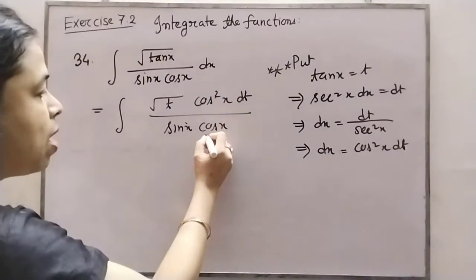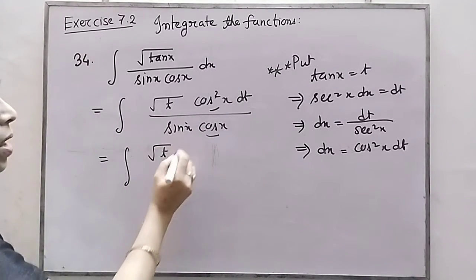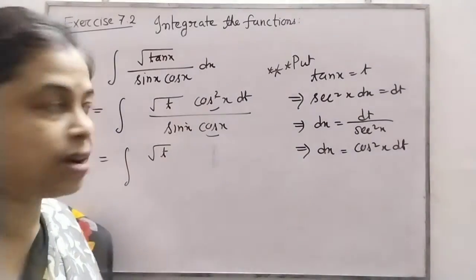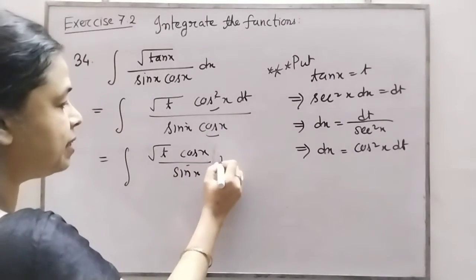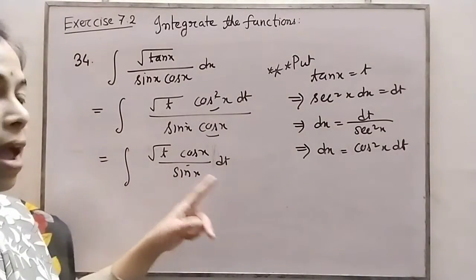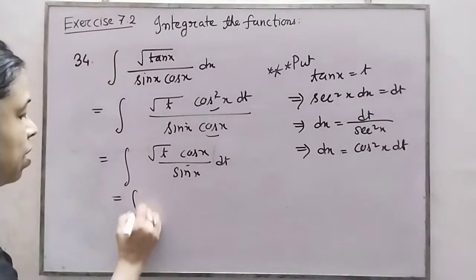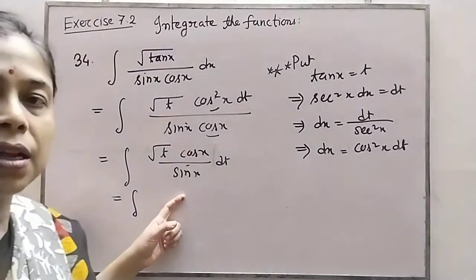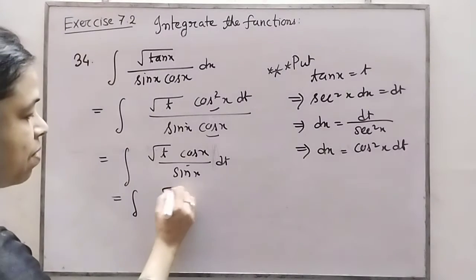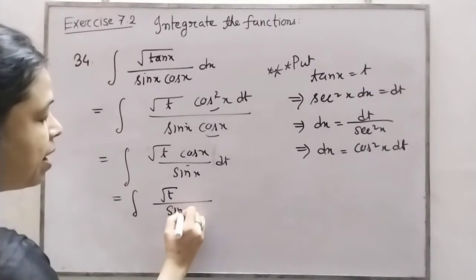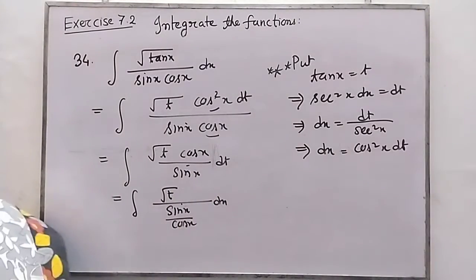Now what I am going to do, 1 cos x will be cancelled out. Then here what is left? Root t, and 1 cos x will be left in the numerator. Then here 1 cos x is there and this is sin x. Step by step I have done everything. dt is there. I have to change everything in terms of t because the new variable is t. So I just bring this cos to the denominator of sin. That means I will write it as dt divided by sin x by cos x.